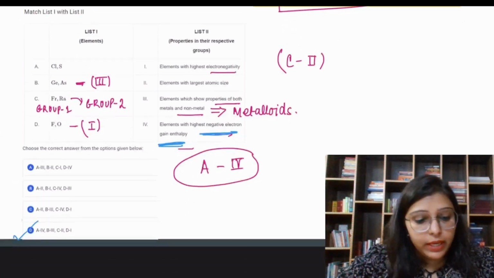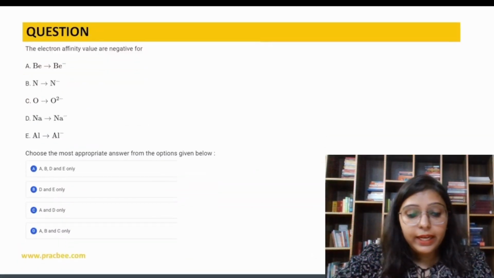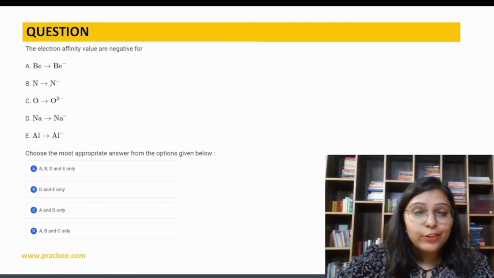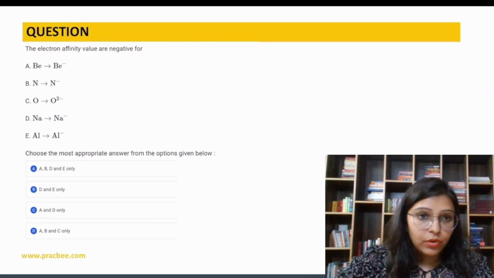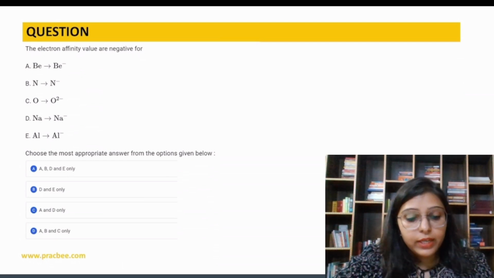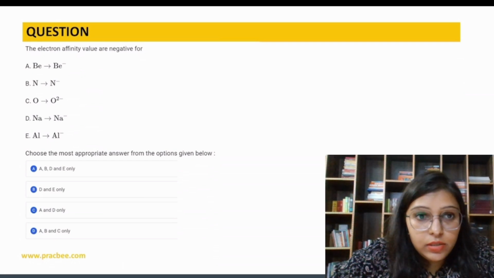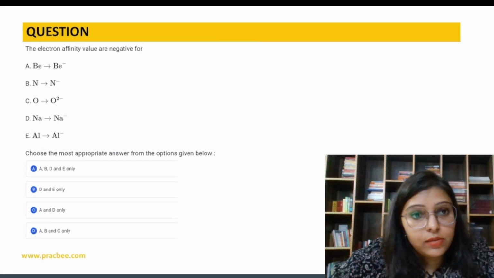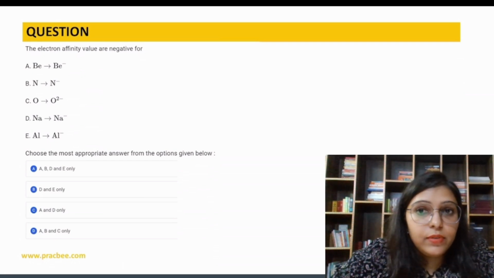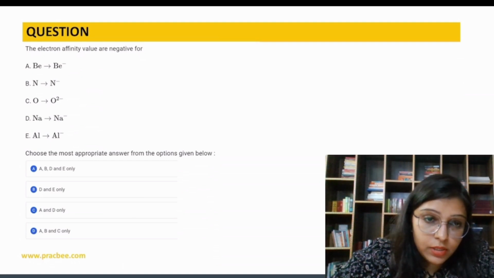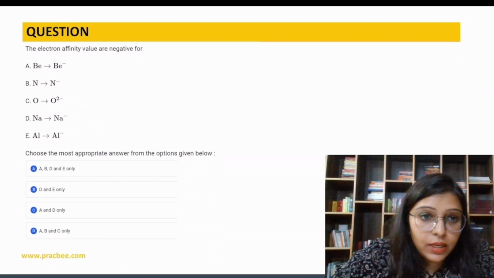Okay, now let's do the next question. The electron affinity values are negative for... Electron affinity negative means that it doesn't want to add an electron. Electron affinity means the amount of energy released on addition of one electron to an isolated gaseous atom. That is the definition of electron affinity, and the enthalpy change for the process is the electron gain enthalpy.